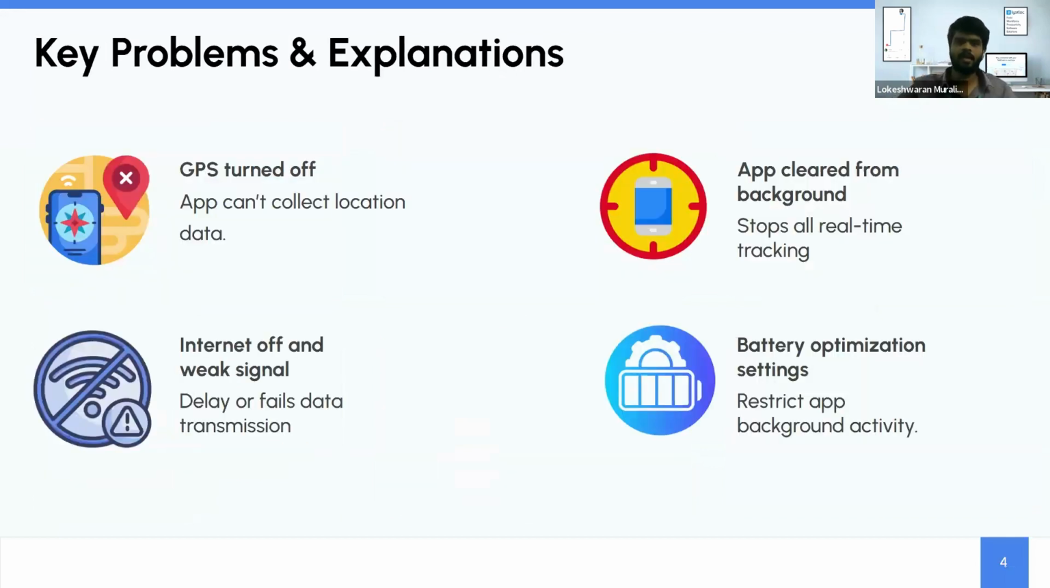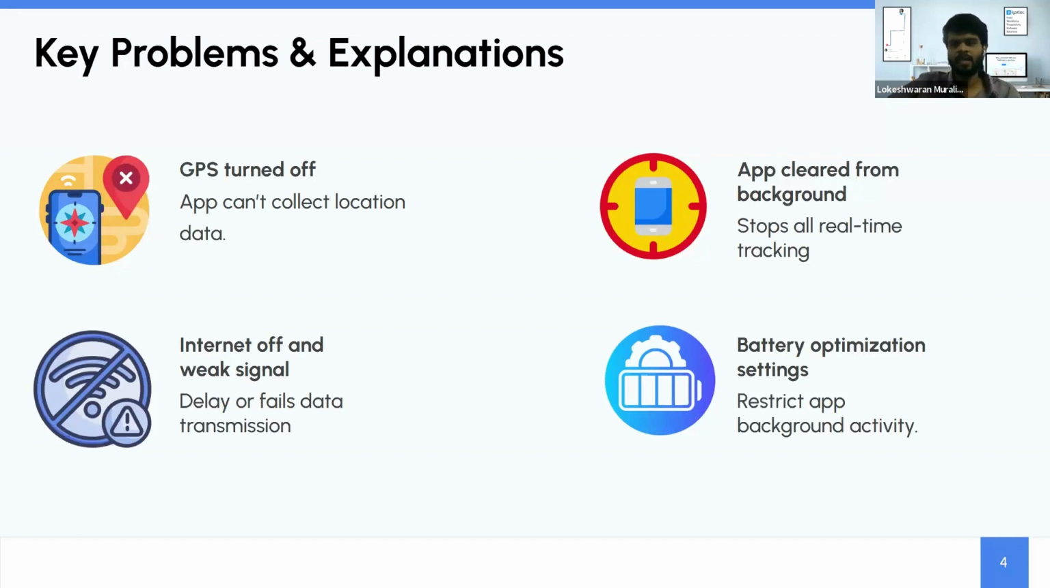Moving on to the next slide. This section highlights the main problems along with short explanations for each. The first one is GPS turned off. If GPS is turned off, the app cannot collect location data, which makes attendance and real-time location monitoring impossible. So users are required to keep their GPS enabled while using the application.